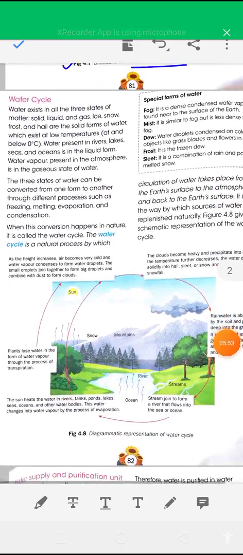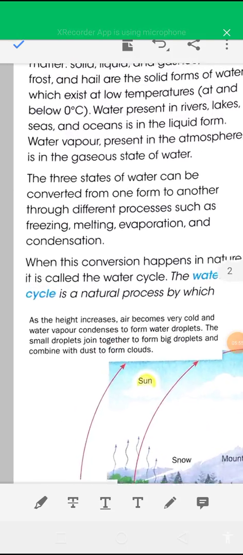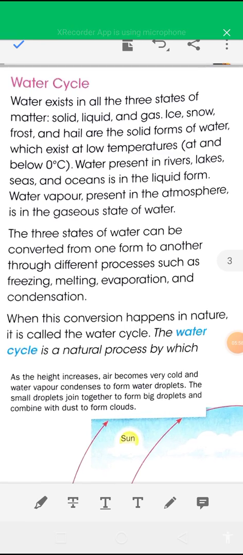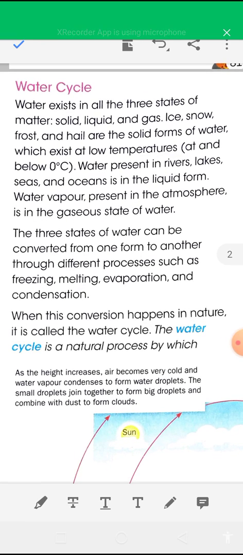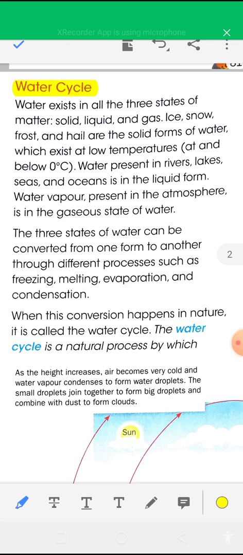Now the next topic is the water cycle. Important topic. What is the water cycle? On the earth, water exists in three different states: solid, liquid, and gaseous. Ice, snow, frost, and hail are solid forms of water.